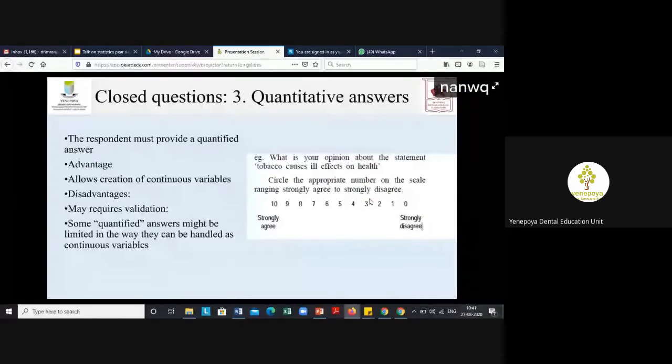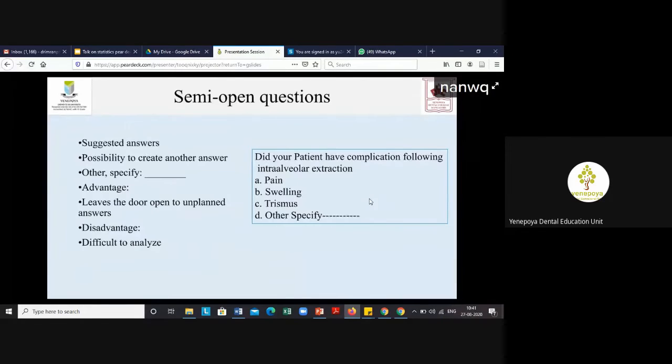Closed-ended questions with quantitative answers. The respondent must provide a quantified answer. Now, people always ask me, can I design a questionnaire where I can quantify my answer? The answer to that question is yes. You can use a Likert type of questionnaire scale. You can use either a 5-point Likert scale, a 3-point Likert scale, or a 7-point, as the example suggests here. It's a 10-point Likert scale, where the question is: what is your opinion about the statement that tobacco causes ill effects? People can choose from 0 to 10 as an option for their answers, so that we can quantify their answer and analyze it.